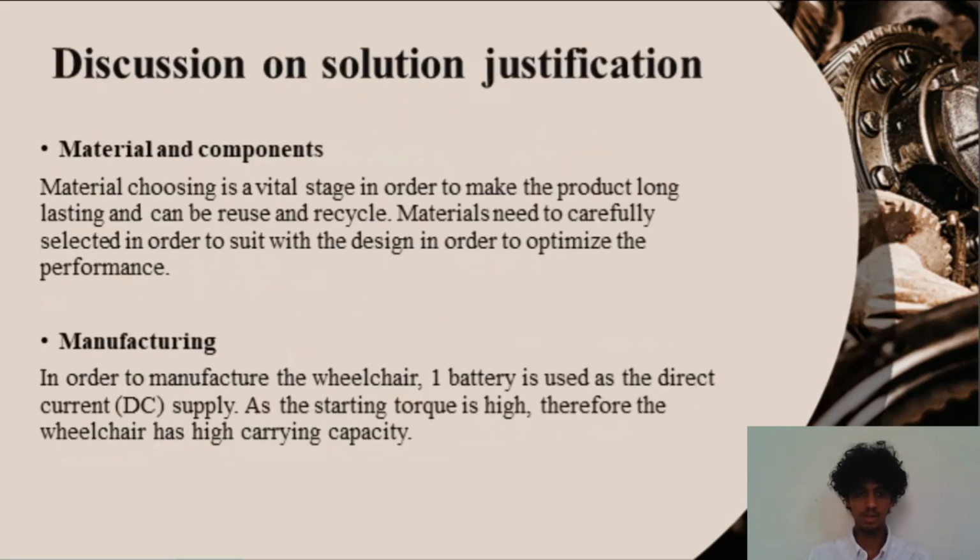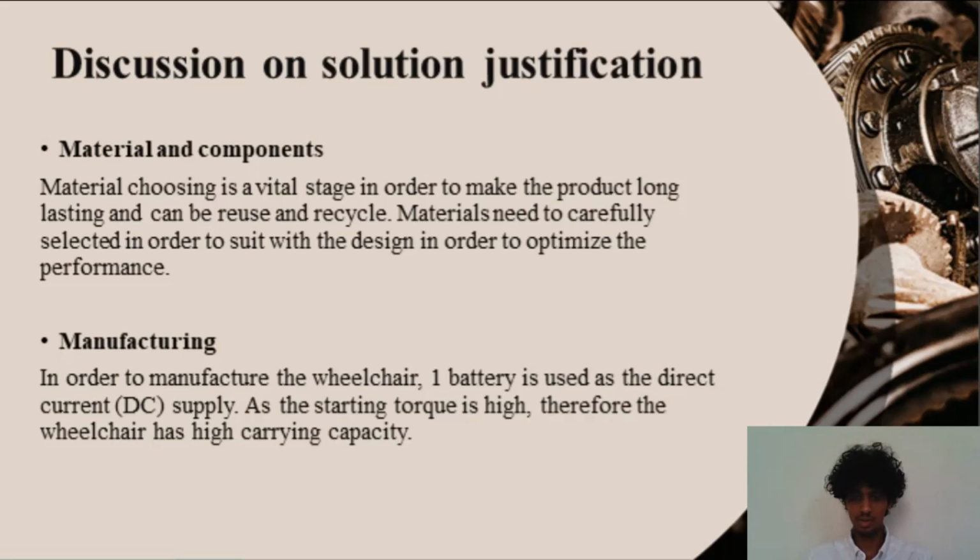Next is the discussion and solution justification. It consists of 2 main parts, which are material component and manufacturing. The material chosen is sustainable in order to make this product long-lasting and able to be reused and recycled. Materials need to be carefully selected in order to suit the design and optimize the performance. One material consideration is done on the frame of the wheelchair. Stainless steel is chosen as the material in making this product.